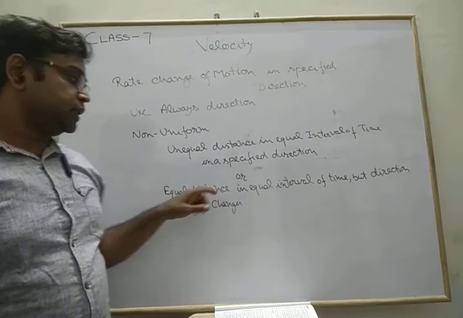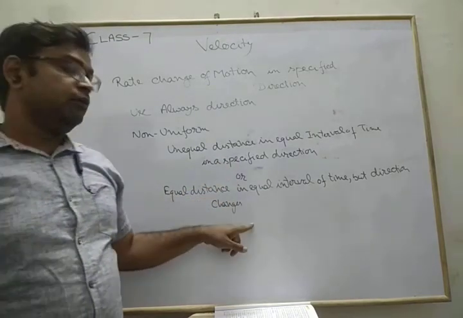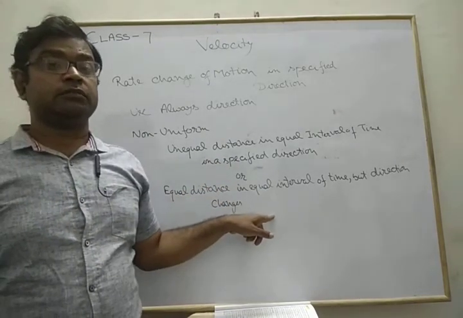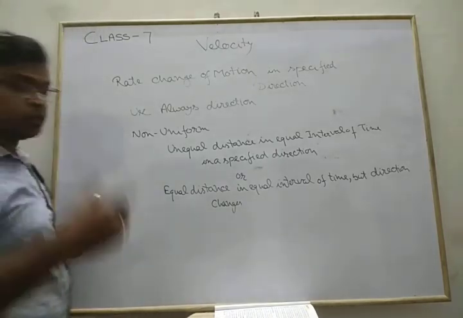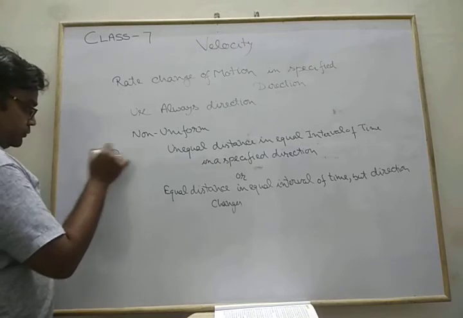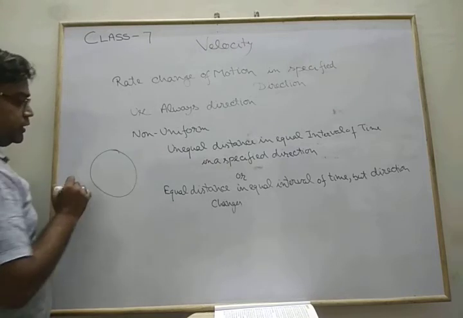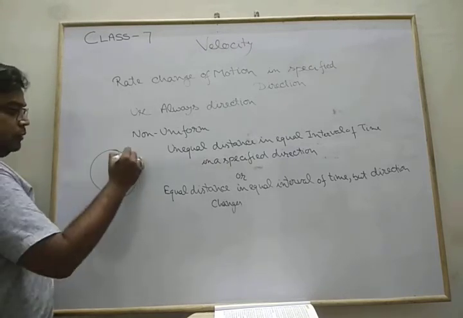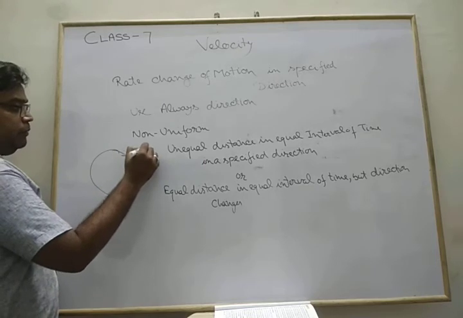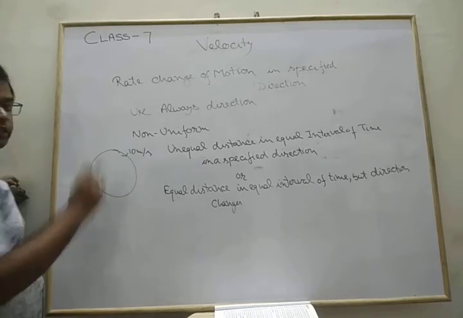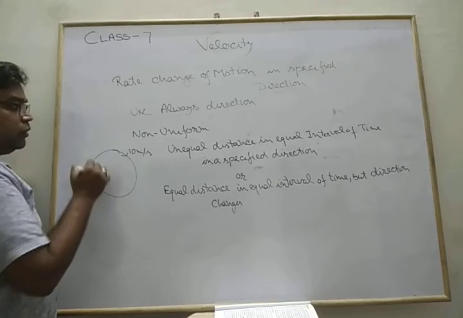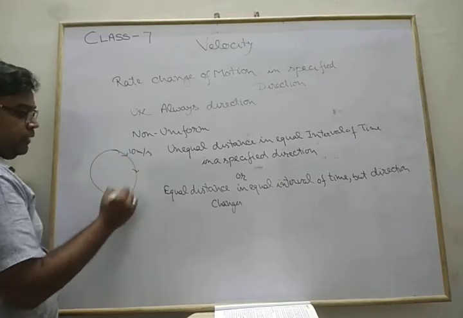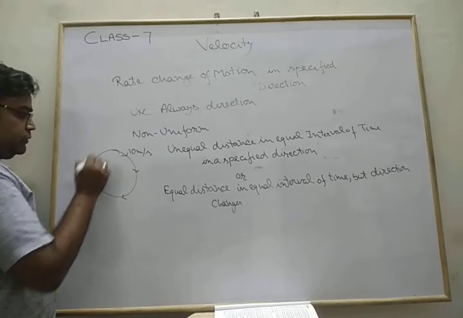In clockwise direction, if we are moving at the same speed, but we always change the direction, so it's a non-uniform velocity. I am always using the word speed. You must consider, suppose one person is moving with a velocity of 10 meter per second. It's a clockwise direction, but this is non-uniform because every time it changes its direction.